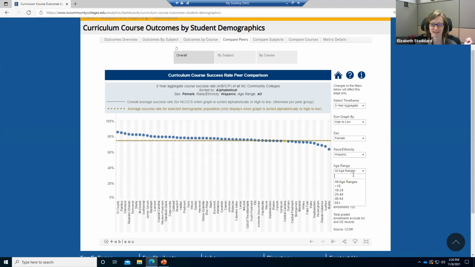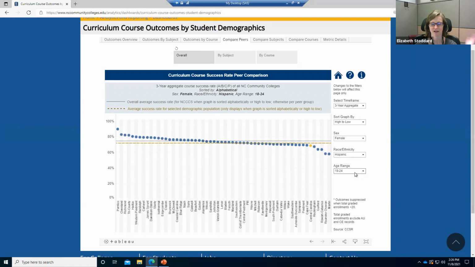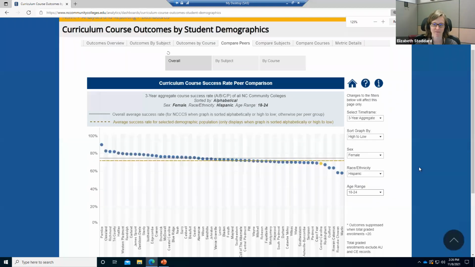It's not changing very much, but let me see if this will change it. It's kind of hard to see, but the dots updated every time I changed one of these selections in the filter. The dots updated to show the success rates for this specific population. So Hispanic females in the 18 to 24 age range.